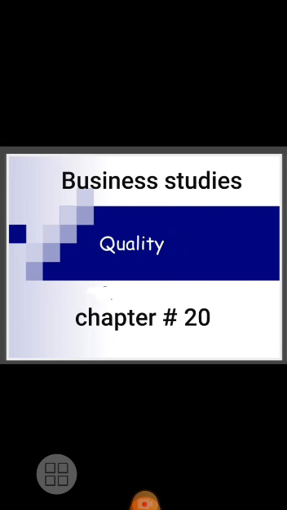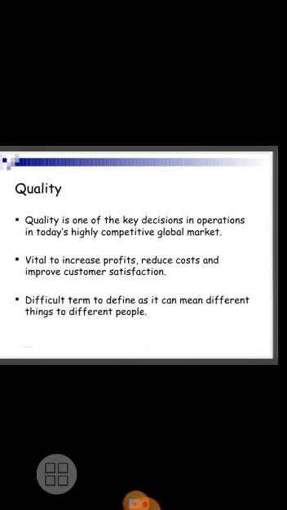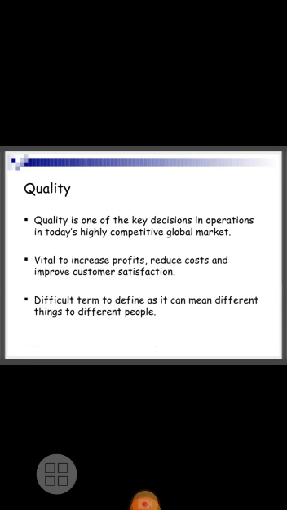And today we are going to start chapter number 20, which is achieving quality production. And today we will discuss quality and different types of methods by which we can attain quality. So, first of all, what is quality? Quality basically means to produce a good or a service which meets customers' expectations.